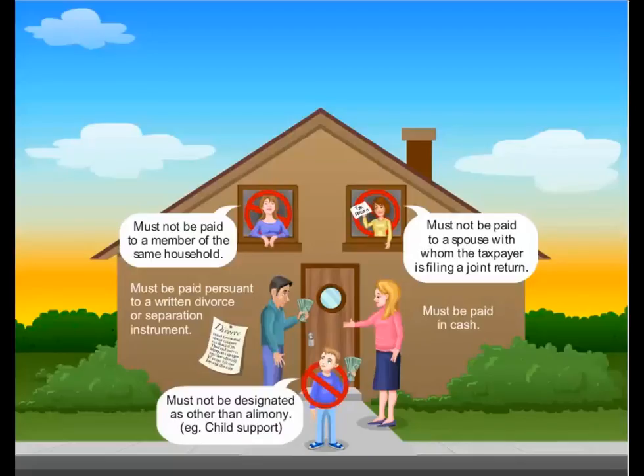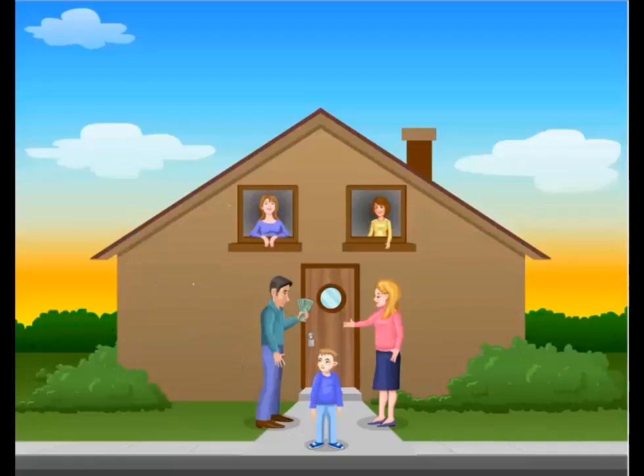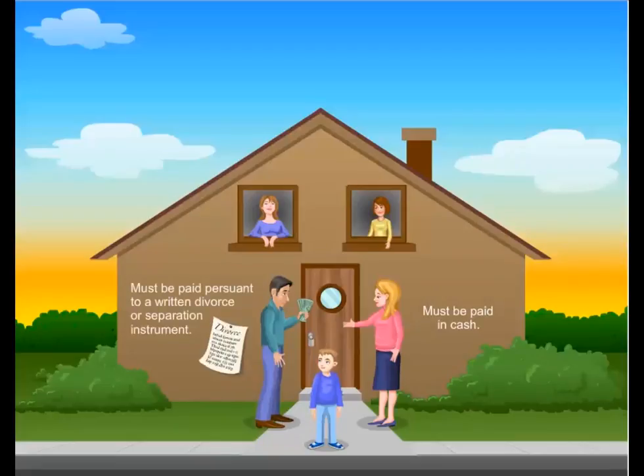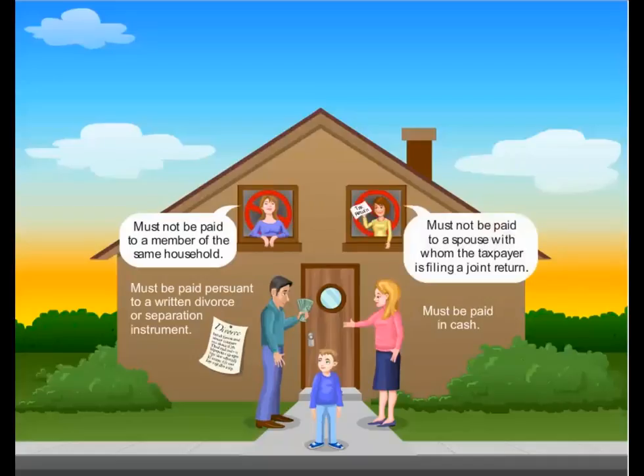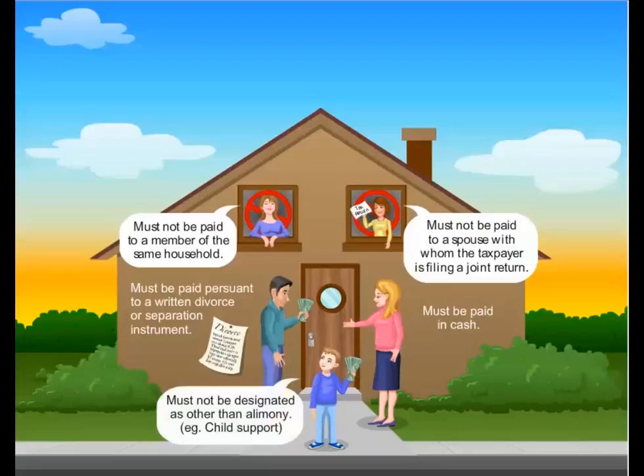If you know these rules, you know the most important aspects of alimony. Let's go through them again. Alimony must be paid in cash. Property payments are not alimony. Alimony must be paid pursuant to a written divorce or separation instrument. Alimony cannot be paid to someone living in the same household. Alimony cannot be paid to a spouse with whom the taxpayer is filing a joint return. Alimony cannot be designated as anything other than alimony, for example, child support. Alimony terminates at the death of the recipient.